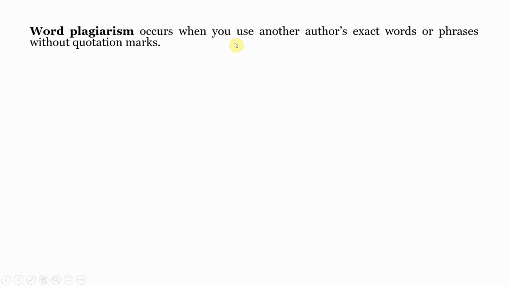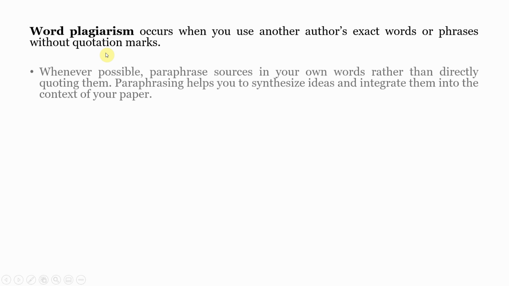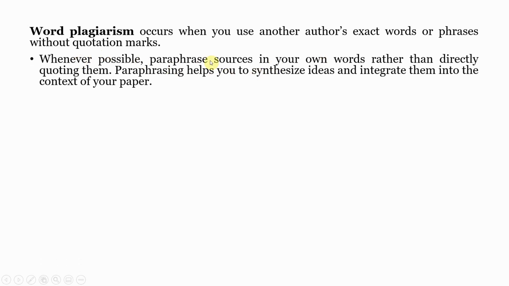Now, word plagiarism occurs when you use an author's exact words or phrases without quotation marks. Whenever possible, paraphrase sources in your own words rather than directly quoting them. Paraphrasing helps you synthesize ideas and integrate them into the context of your own paper. Again, this is very important: in order to avoid plagiarism, sometimes you are quoting too much in quotation marks. Obviously, that does not help in the longer run, because then your own idea, your own write-up is lost. And then obviously your thesis or paper will be rejected.